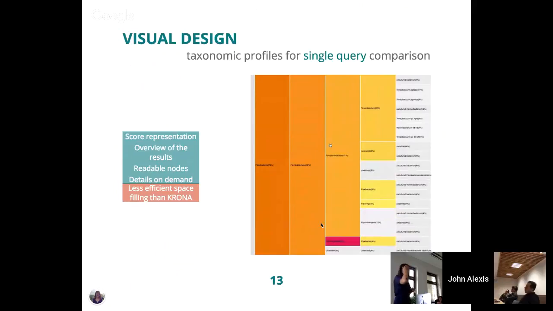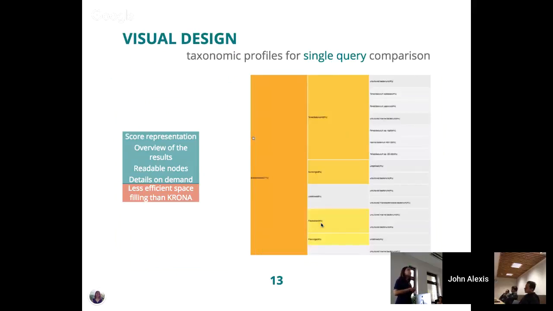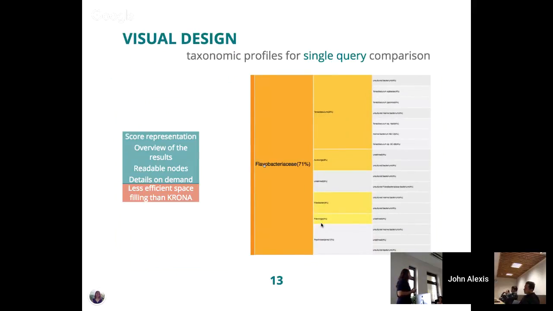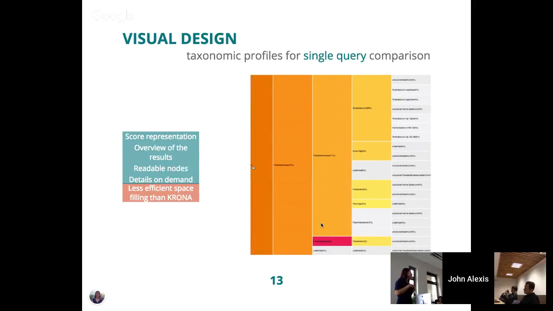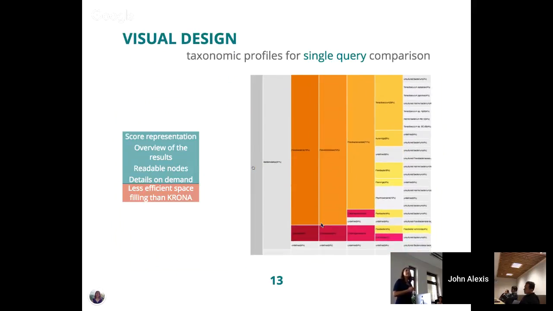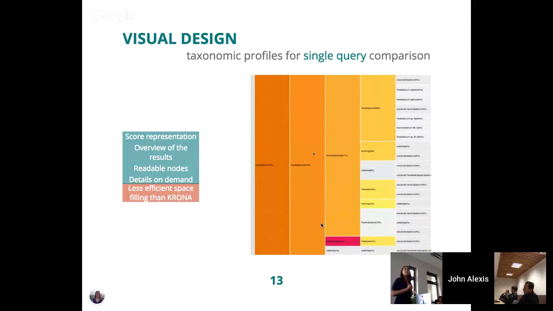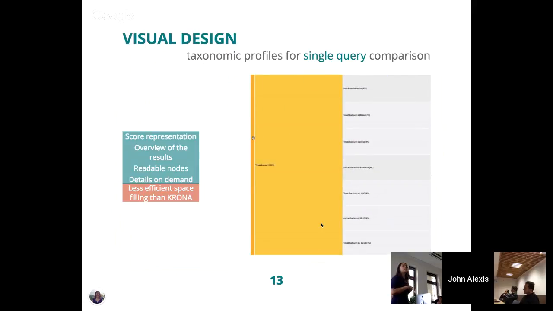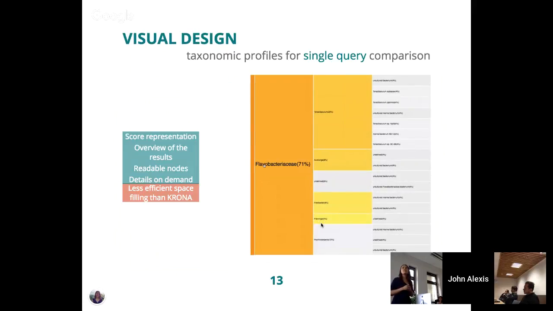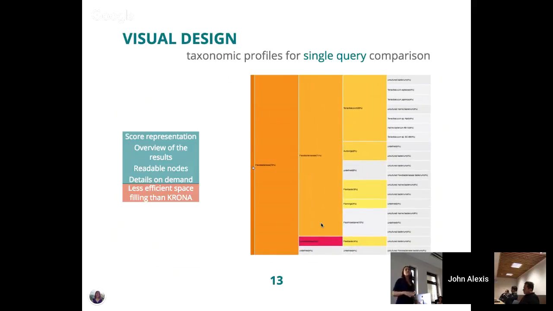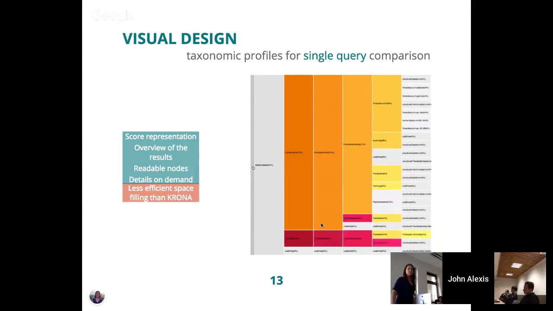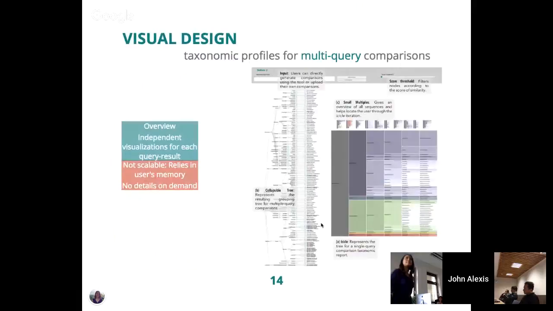So this icicle has a score representation, an overview of the entire result, and it has readable nodes because all of the labels are aligned to the horizontal axis, and it has details on demand. So it's an interactive icicle. There is one thing: it is less efficient in space filling than Corona, but we have readable nodes, which Corona has a problem with.